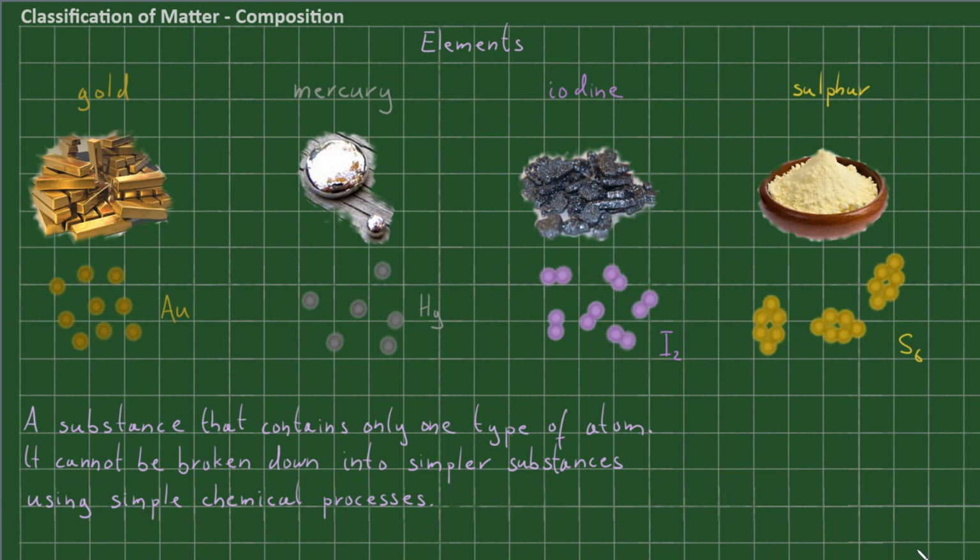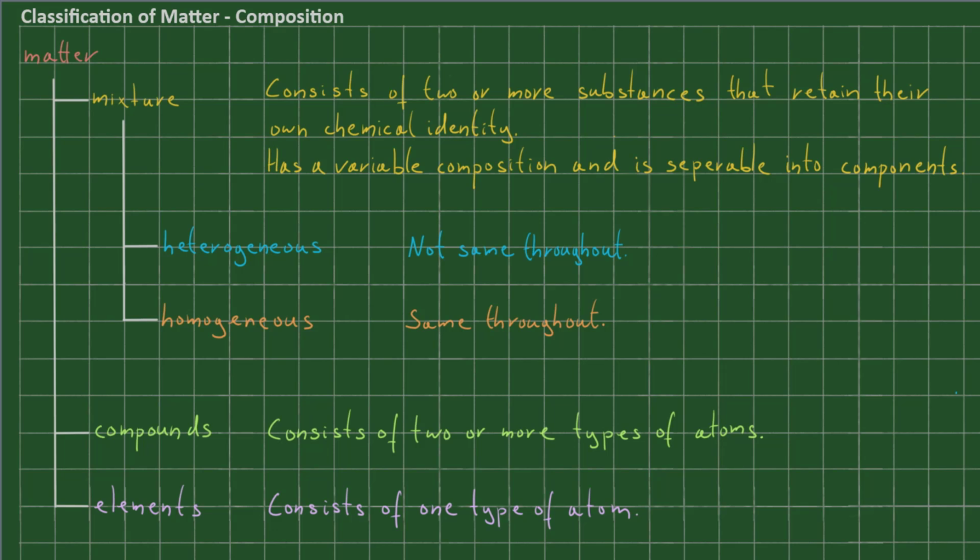Please note that even though we cannot break an element into a simpler substance, that does not mean that there is nothing beyond the atomic scale. In fact, atoms have their own fine structure, and we can talk about the subatomic scale, and in fact we will in future videos. So in summary, matter can be classified according to its composition.